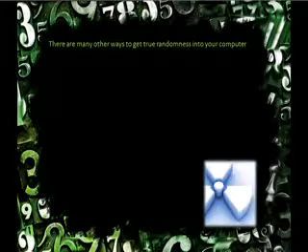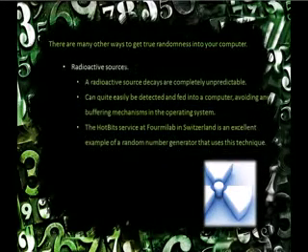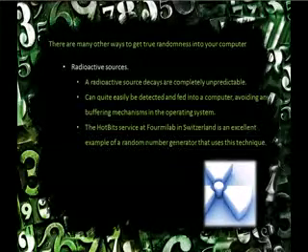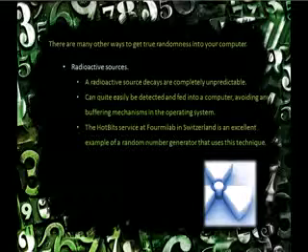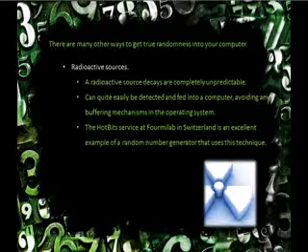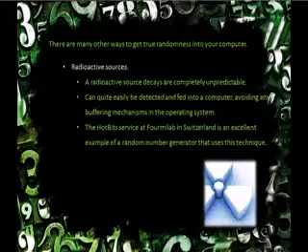A really good physical phenomenon to use is a radioactive source. The points in time at which a radioactive source decays are completely unpredictable, and they can quite easily be detected and fed into a computer, avoiding any buffering mechanisms in the operating system. The HotBits service at Fourmilab in Switzerland is an excellent example of a random number generator that uses this technique.